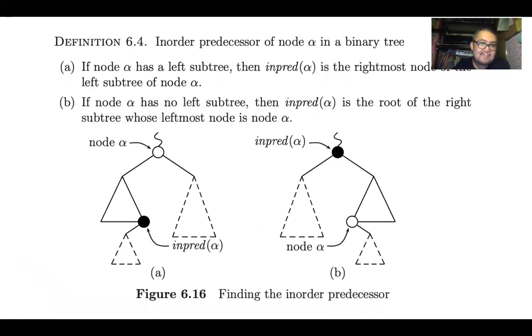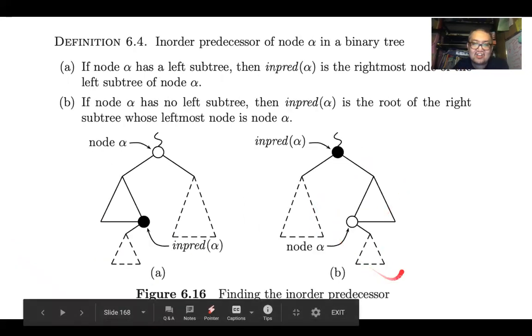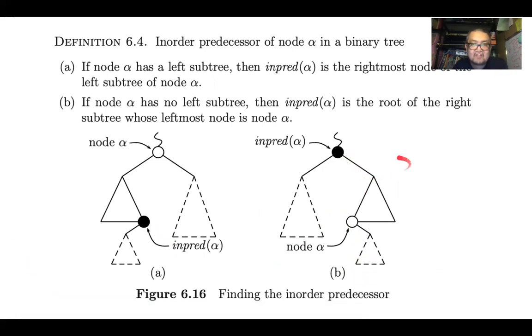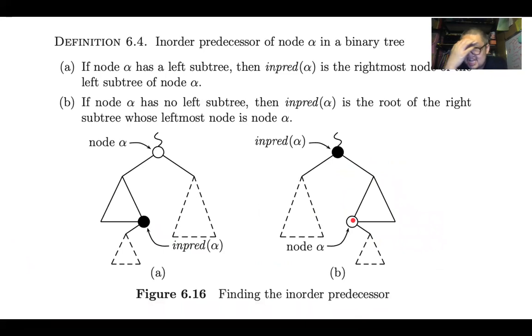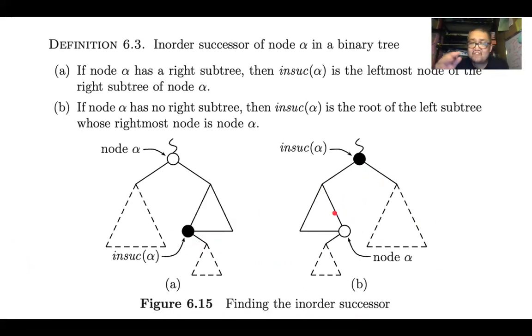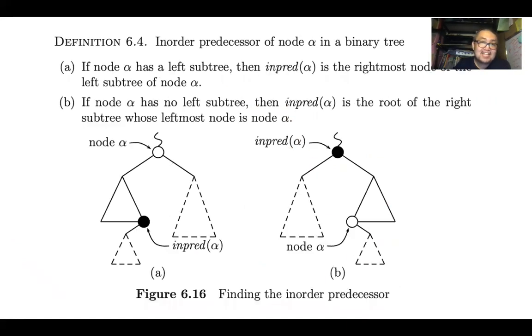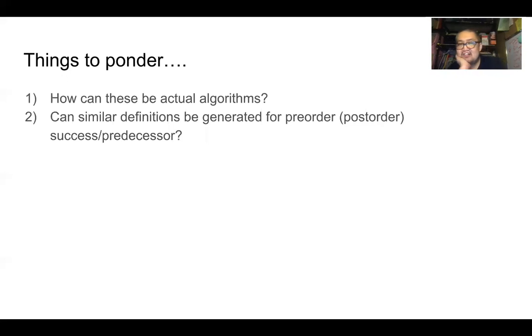And definition B here: if alpha has no left sub-tree, then the in-order predecessor of alpha is the root of the right sub-tree. So this is the right sub-tree, and this is the root, where the leftmost node is alpha. Okay? And this definition actually corresponds to the first definition, the first property that we had here. So that is how we look for in-order predecessors and in-order successors.